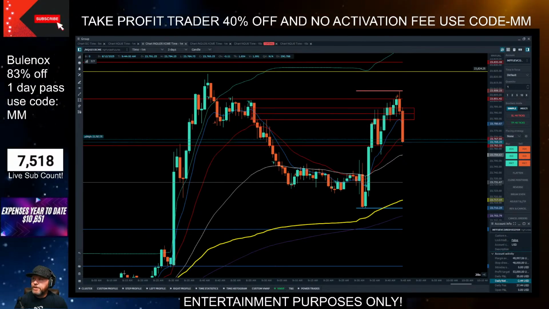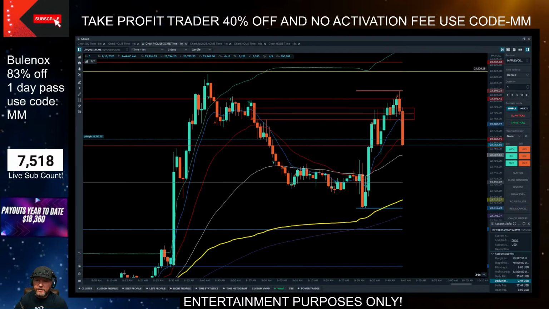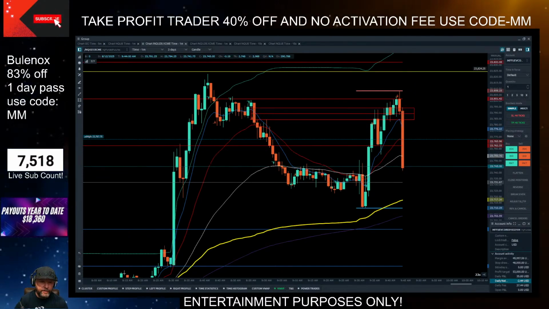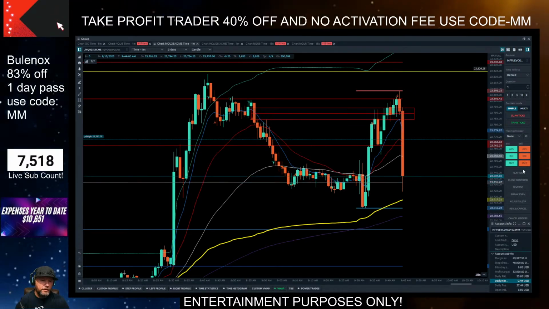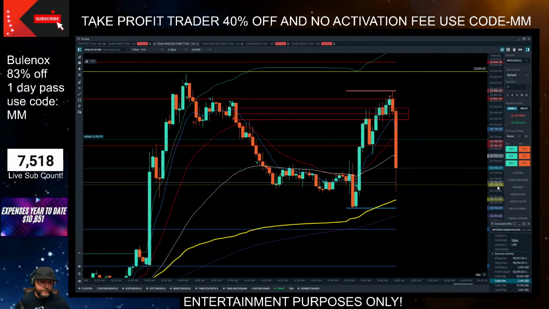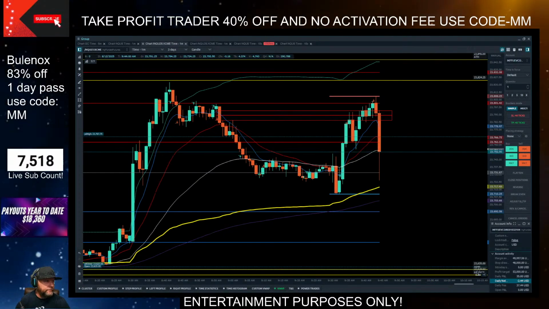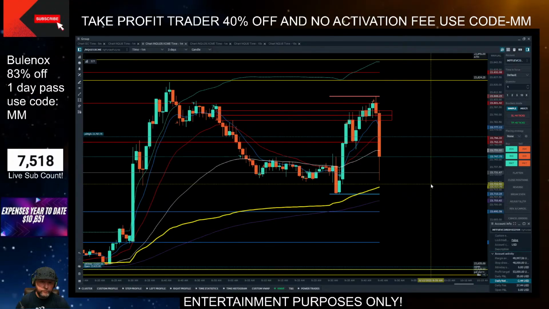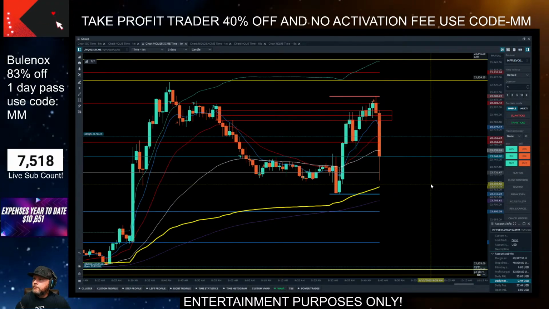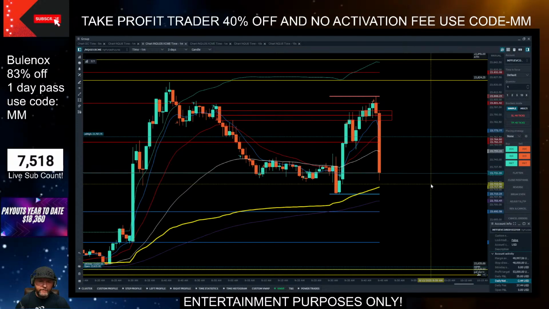ES rejecting the hard rejection here, back down through the 29s. Getting some data latency here on a couple of the connections. Wow. Who said something? Who said what? Yes, just ran the opening print low there, bounced off of it. Nasdaq did not.